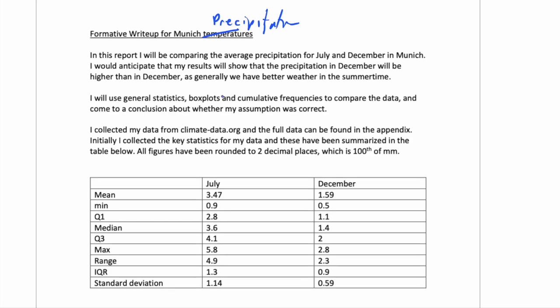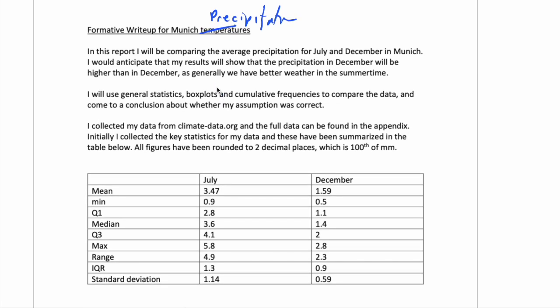Okay, anyway, let's go down to this. Any piece of writing should start off with an introduction. It just introduces the reader to what to expect in this piece of writing. So you should be able to read this paragraph, a couple of paragraphs, and know what is going to happen in the rest of the piece of writing. So in this report, I'll... you just describe what you're going to be doing.